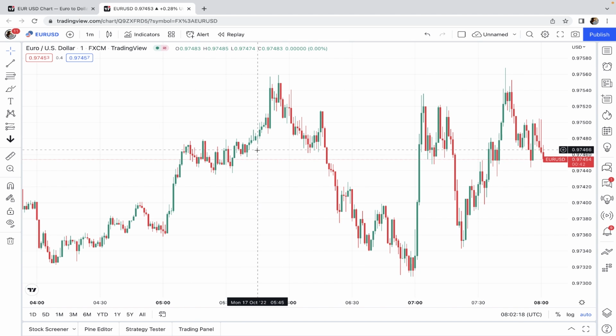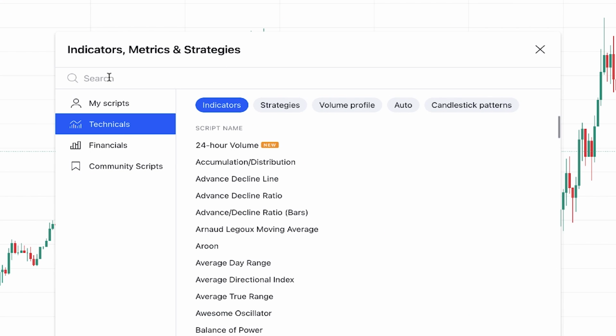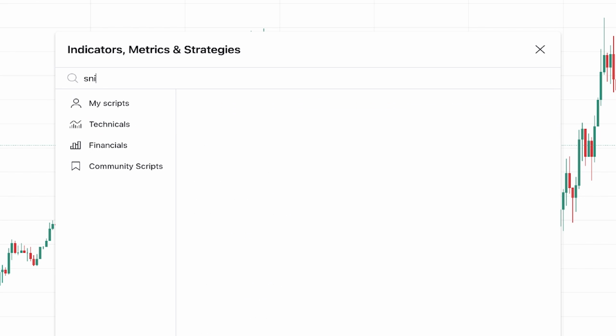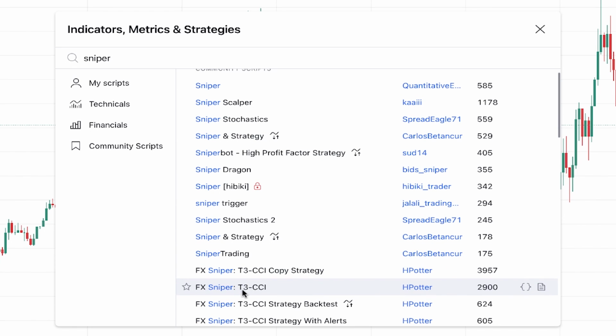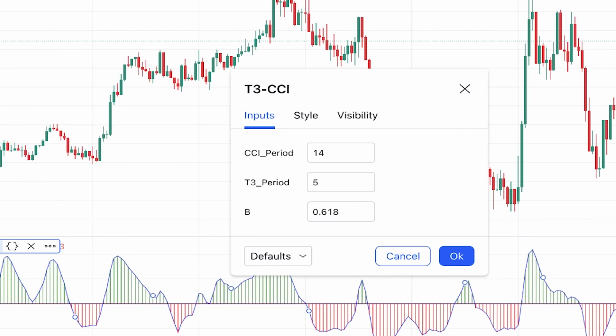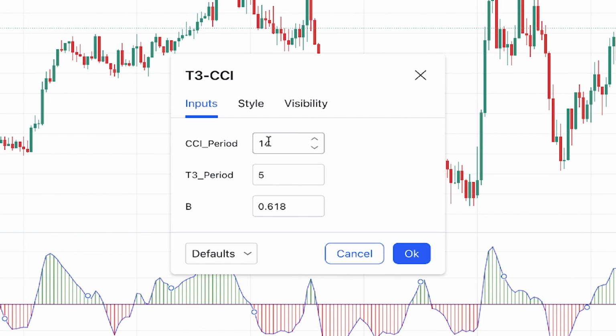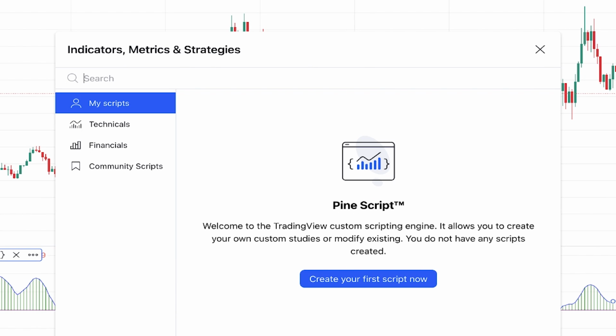In this scalping strategy, we must add 4 indicators. For adding indicators, here we click on indicators and we simply search the name. The first one that we should add is Sniper, and we're going to add this one, FX Sniper T3 CCI, which is written by someone named H. Potter. After adding it to our chart, we must change its settings. Here for CCI period, we set it at 35. We click on OK.